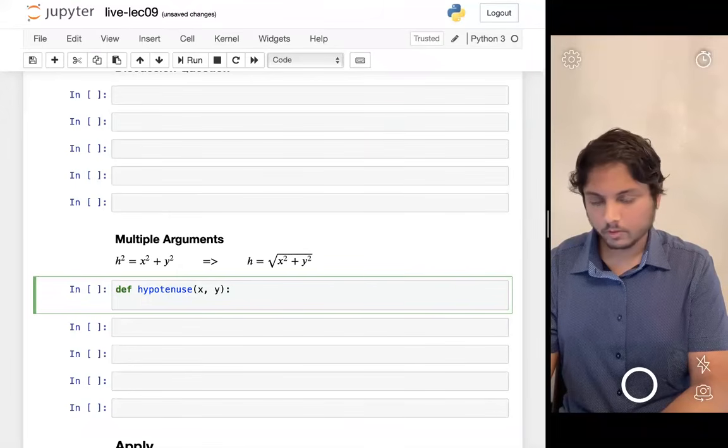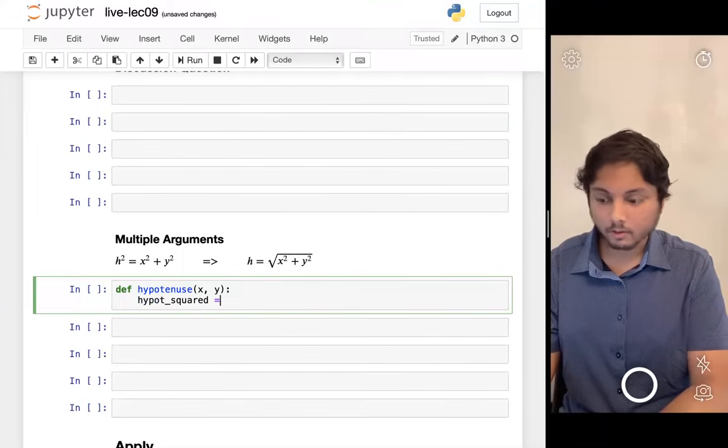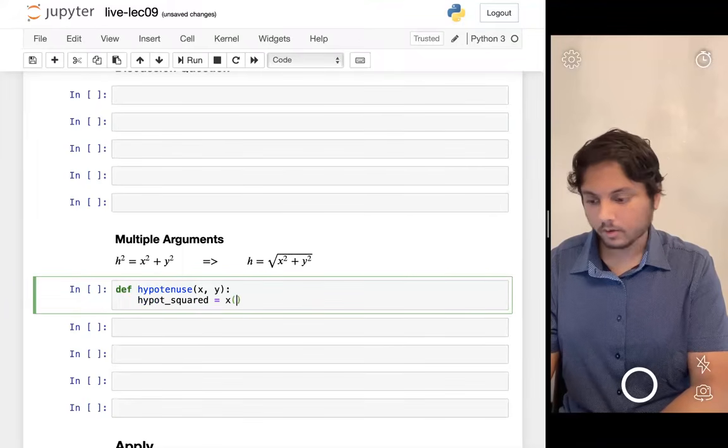What we're going to do is try to do this in two steps. First we'll calculate the hypotenuse squared. So I'm just going to call it hypot squared equals x squared, which is, we use two asterisks to do that, plus y squared.